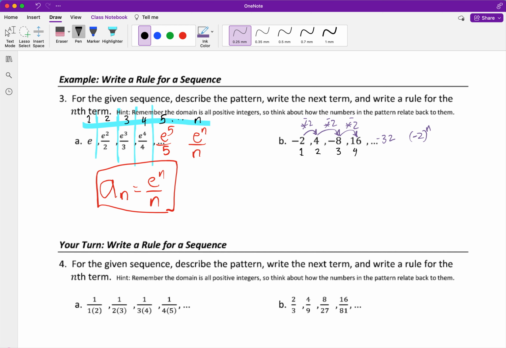And then if I pay attention to my negative that was in there, every time that I have an odd exponent, it will stay negative. And every time that I have an even exponent, it will become positive. And that makes sense because if I have an even number, I'm going to cancel out all of my negatives. When I do a negative times a negative, it cancels. Negative times a negative, cancels. And so on. So our rule this time around is going to just be a_n equals -2 to the nth.